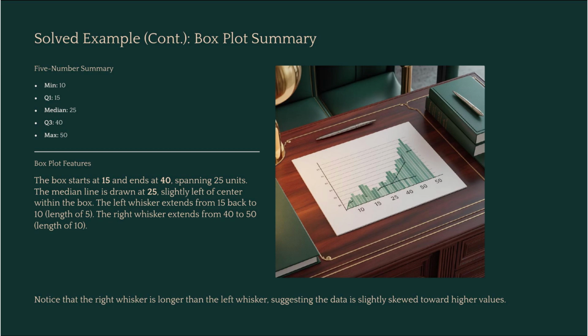The box would start at 15 and end at 40, with the median line at 25. The left whisker goes from 10 to 15, and the right whisker goes from 40 to 50. Notice how the section between Q1 and Q2 is shorter than the section between Q2 and Q3, telling us the lower middle quarter is less spread out than the upper middle quarter.